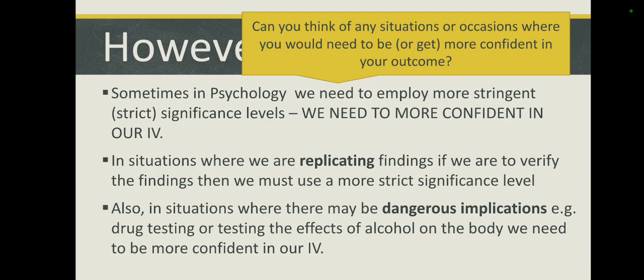The other set of circumstances whereby we would need to be way more stringent with ourselves than 5% is when there are dangerous implications. So this is often the case in health research. For example, drugs testing, so introducing new maybe antipsychotic or antidepressant drugs to market, psychologists would have to use a much more stringent significance level. Testing the effects of alcohol would also be another one. Anything health related, so a lot of stress research would use more stringent significance levels.